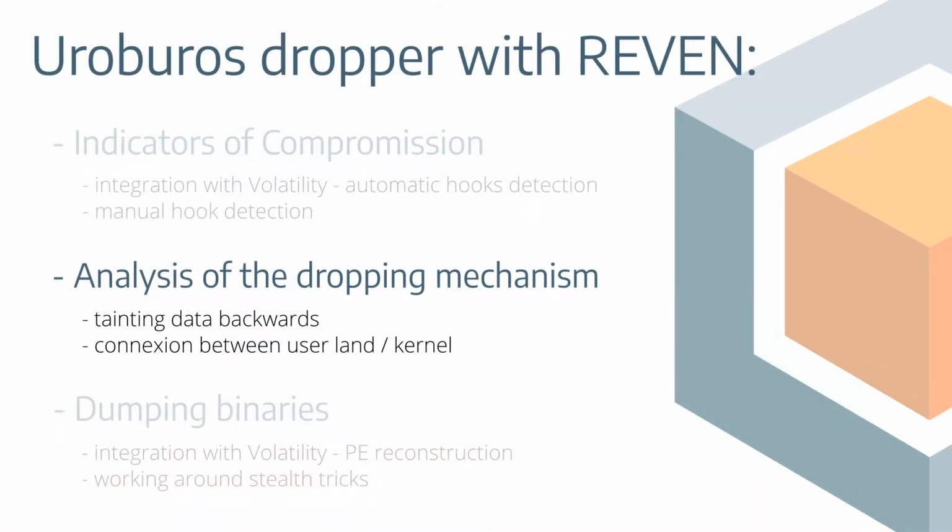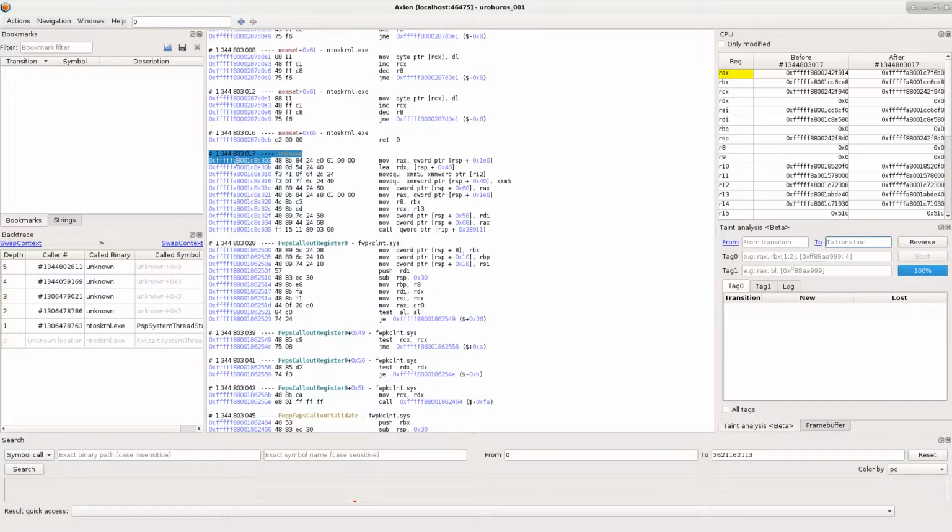About this unknown binary, perhaps it's time we try to see where it's coming from. So let's have a look at the dropping mechanism. I'll take any executed byte of the unknown binary and taint it backward. For my current moment in time, up to the start of the trace, taint 1 byte.